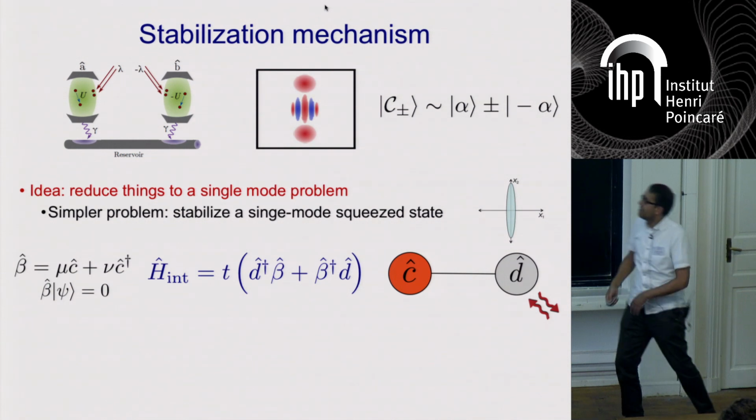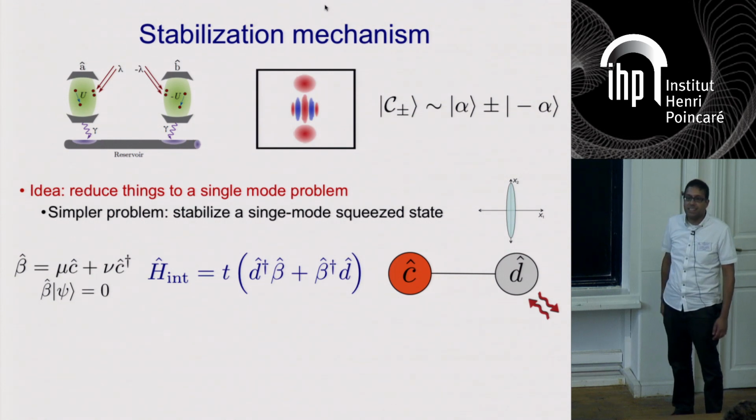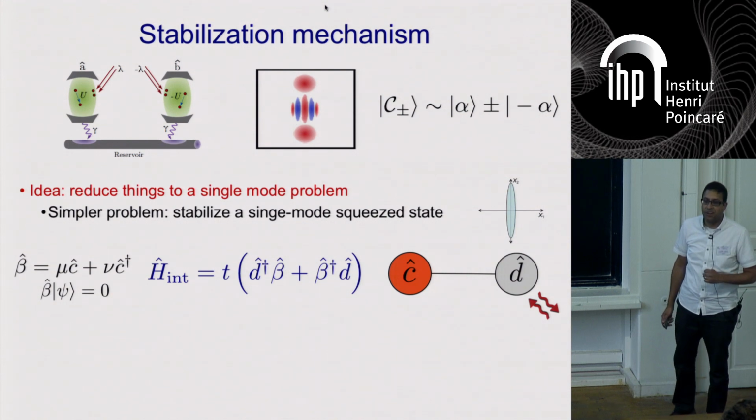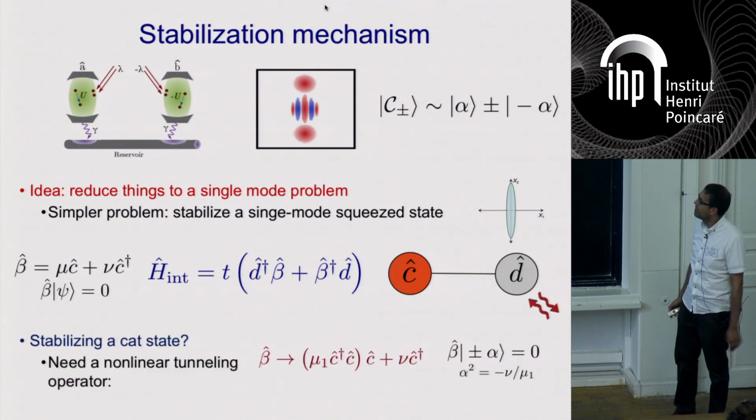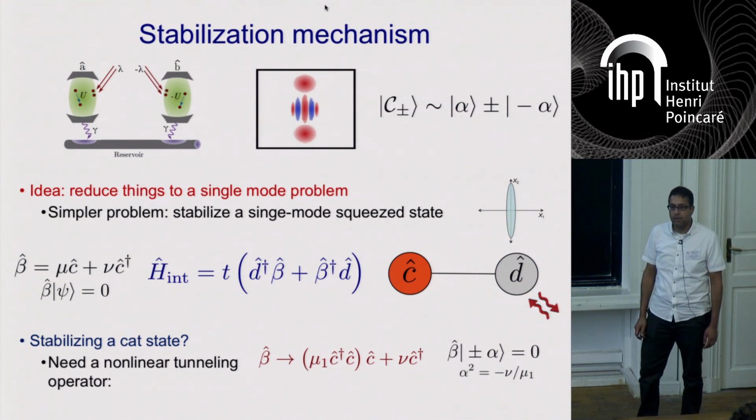Okay, so it's easy to see that even if you don't do some adiabatic elimination of the D mode, this is going to give you a steady state where that C cavity is in a squeeze state. So how do I get cats out of this? I need some nonlinearity. Well, let me just make this beta operator nonlinear, right?